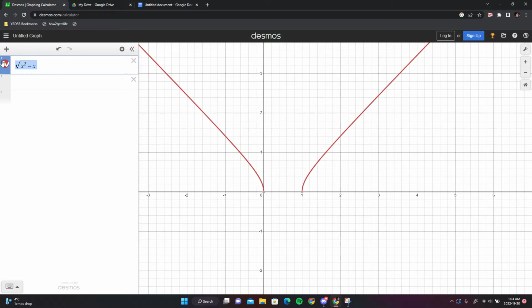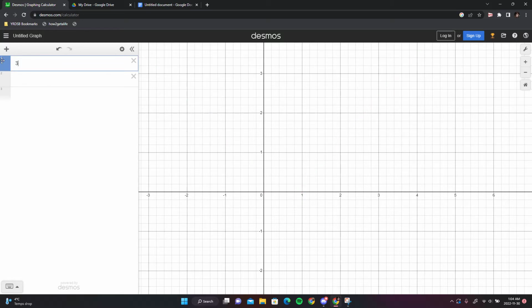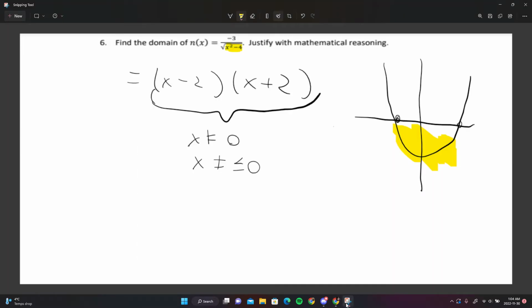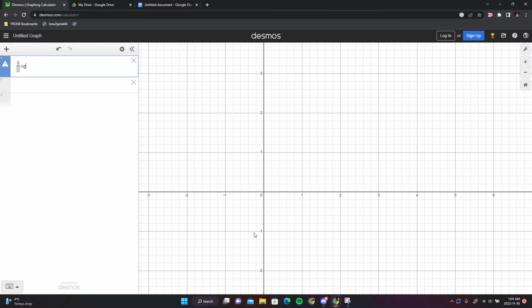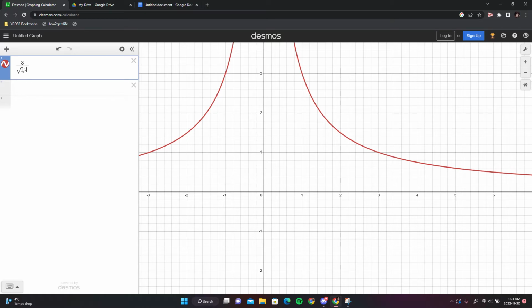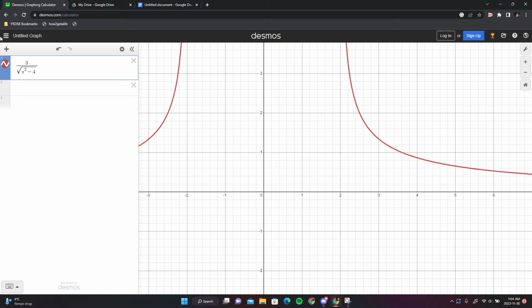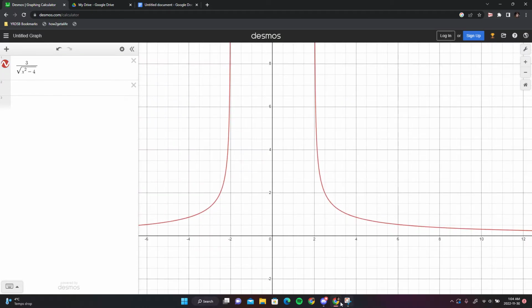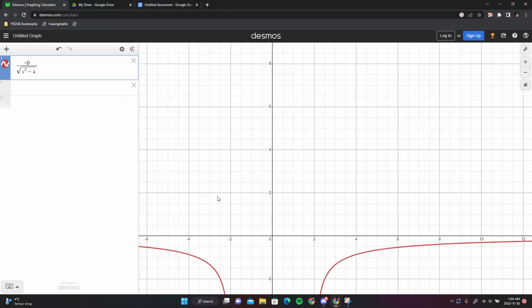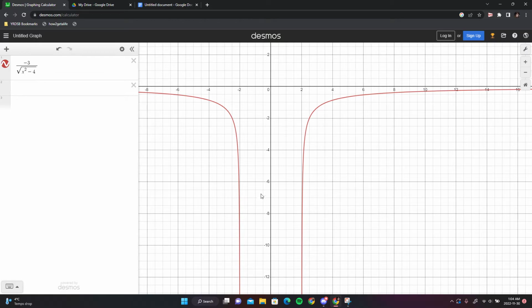So we're going to do 3 slash, and then I'm just going to look over the function. Yeah, sqrt. Oh, sorry. Sqrt x squared minus 4. And just double check. -3. So yeah, this is what our function looks like.